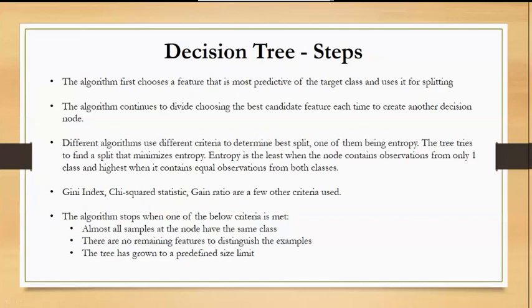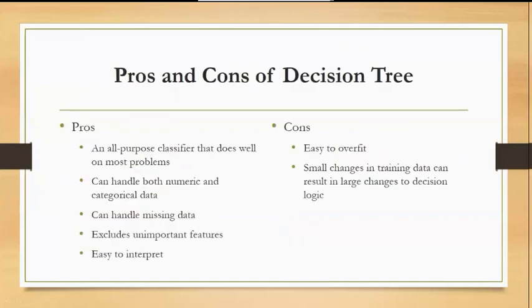Okay, pros and cons. We have a whole lot of pros for a decision tree. It's an all-purpose classifier that does well on most problems. It can handle both the numerical and categorical data, as we just saw. It can handle missing data. You need not perform any special operations to handle missing data. It excludes unimportant features.